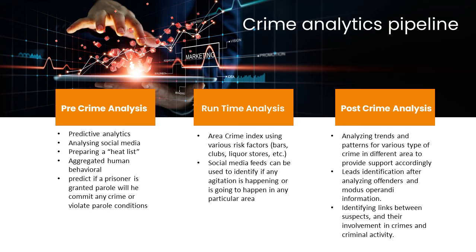We look at lead identification, and once we are able to identify the leads that lead to the criminal, we will be able to understand his modus operandi of the crime. And once we are able to make a mapping between the modus operandi of the crime and the criminal's profile, we will be able to apprehend the criminal. The third one is identifying the links between the suspects and their involvement in crimes and criminal activity.